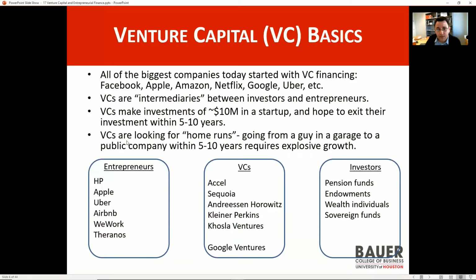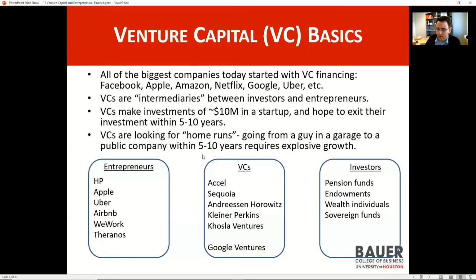A critical piece of this calculus is that VCs are looking for home runs. Again, they want to invest in a company with extremely high growth potential. A couple of PhD students with Google, for example, or a couple guys in the garage with HP, a couple guys with an idea. You need a little bit of money to get the idea running. It takes off, it blows up, and then the VC can sell and make a lot of money that way. That's what they're looking for.